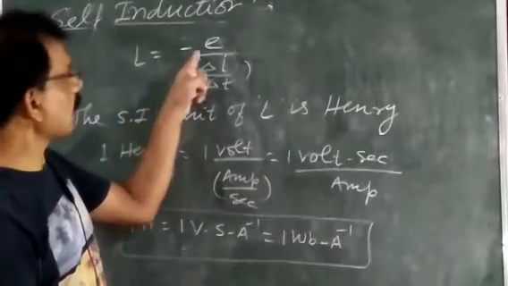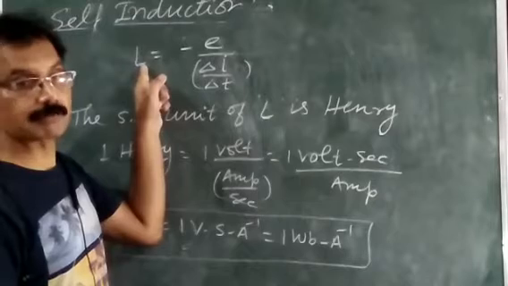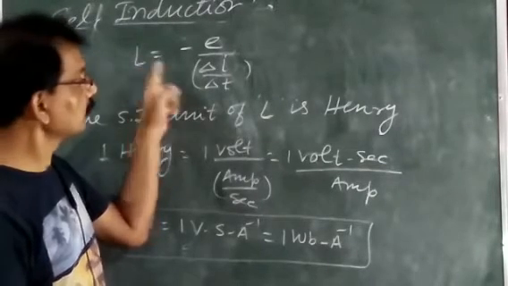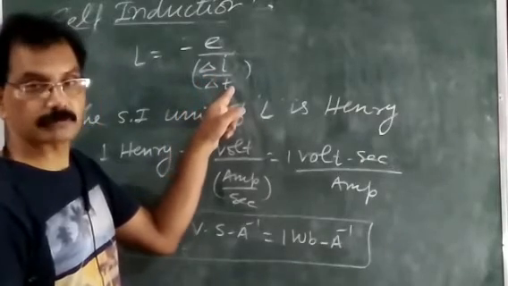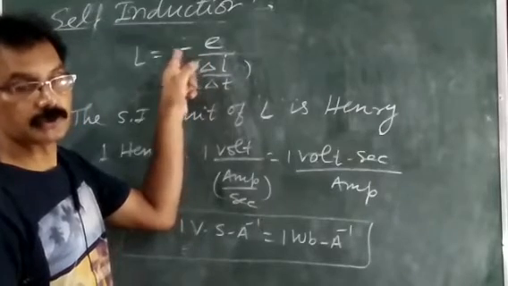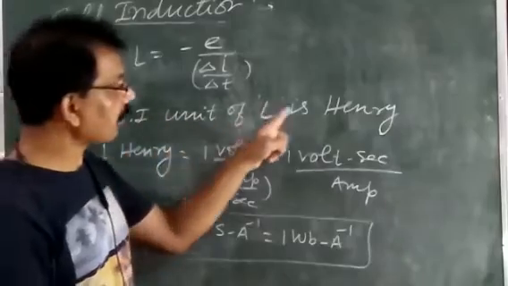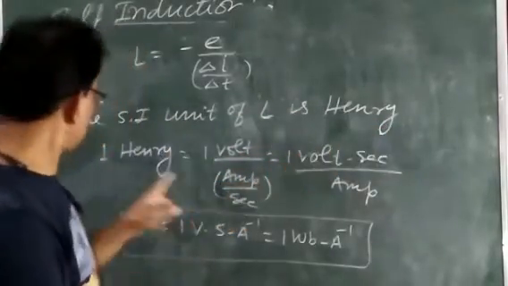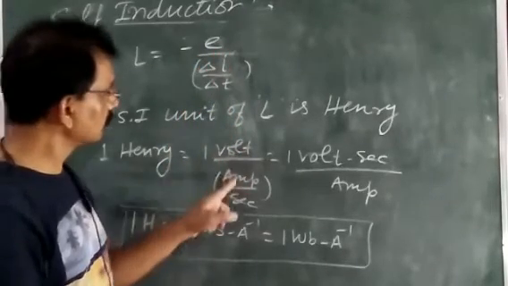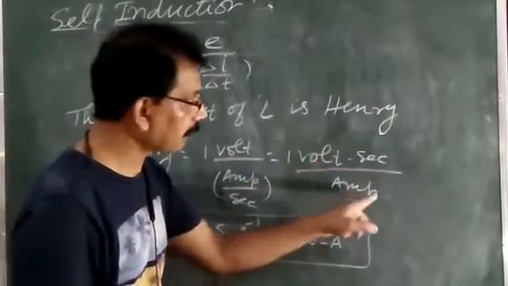Since L is equal to minus E upon delta I upon delta T, लेकिन याद रखिएगा L की वैल्यू हमेशा पॉजिटिव आएगी जब आप सॉल्व करेंगे न्यूमेरिकल, L नेगेटिव नहीं आएगा। क्यों? क्योंकि आप डेल्टा I अपॉन डेल्टा T जब कैलकुलेट करेंगे तो ये वैल्यू नेगेटिव रहेगी और वो नेगेटिव क्या आ जाएगी, पॉजिटिव। So L will always be positive. The SI unit of L is Henry and 1 Henry is equal to 1 volt upon ampere per second, and this one also you can write 1 volt second per ampere.